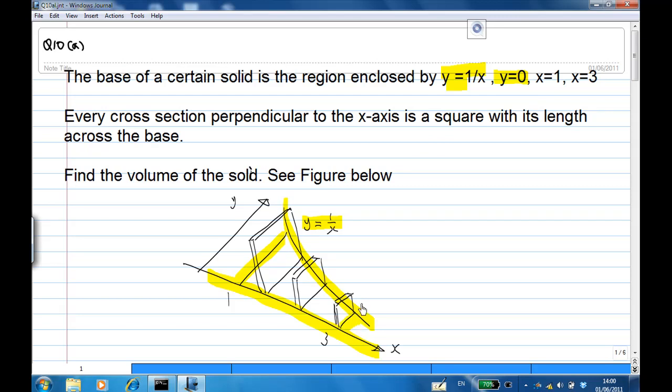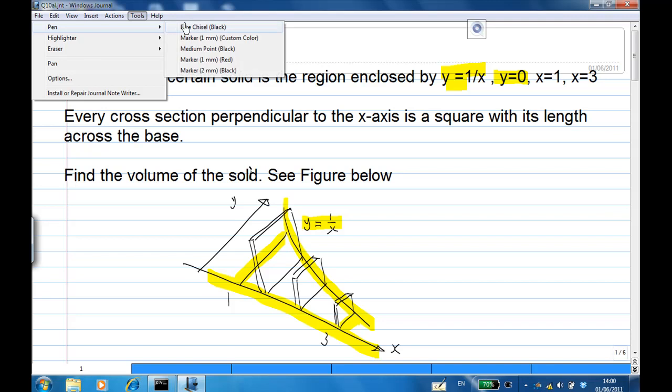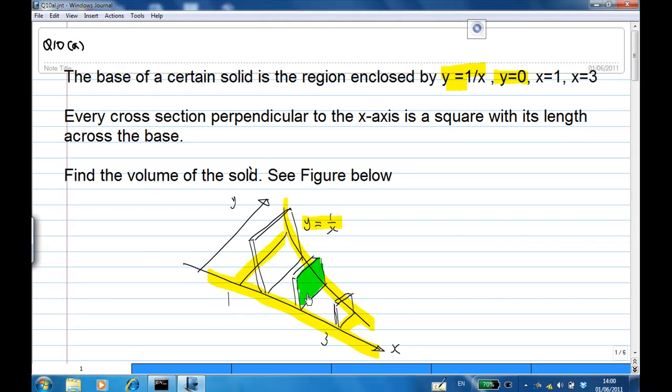Now every cross-section perpendicular to the x-axis, you'll find that you're going to get a square. So every time you cut perpendicular to the x-axis, you're going to get a square out. And this is how the solid will look. The length of the square across the base will be the side of each square. How are we going to find the volume of this solid now?